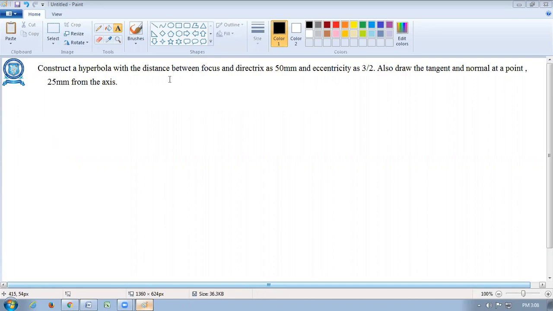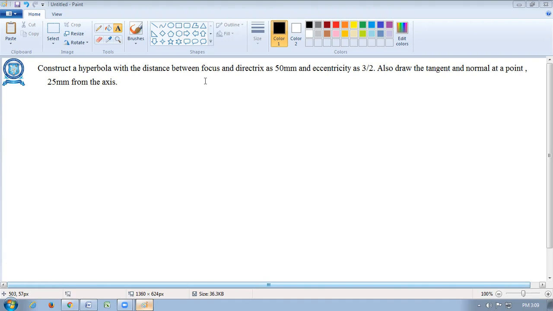We've been given the distance between the focus and directrix as 50 mm and the eccentricity as 3 by 2. And also draw the tangent and normal at a point 25 mm from the axis.